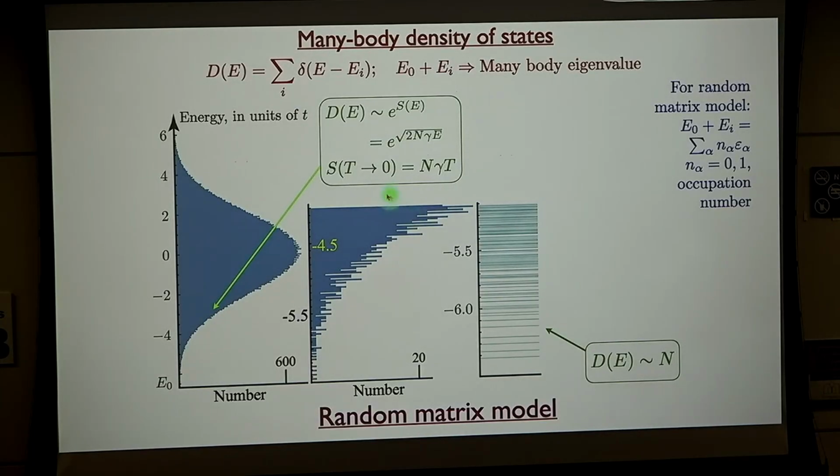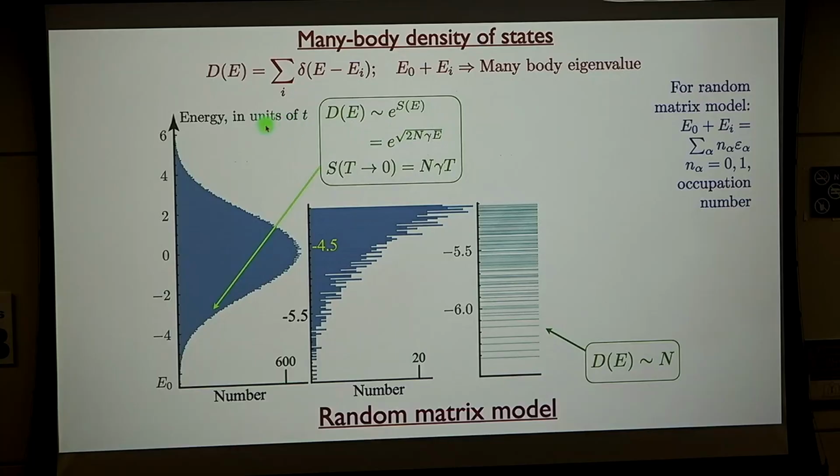So what are the energy levels of the many-body system? Well, you have a binary variable. I'm working in the grand canonical picture, n alpha for each energy level, and that can be 0 or 1. So there are n energy levels, so there are 2 to the n many-body levels, and their density of states I call capital D of E. What I plotted before was the density of states of little e.